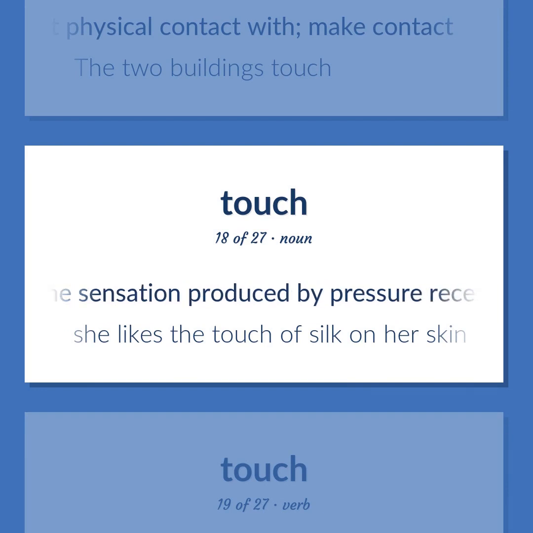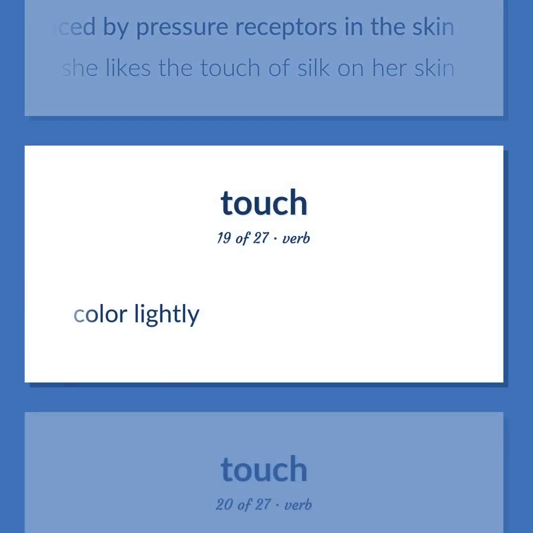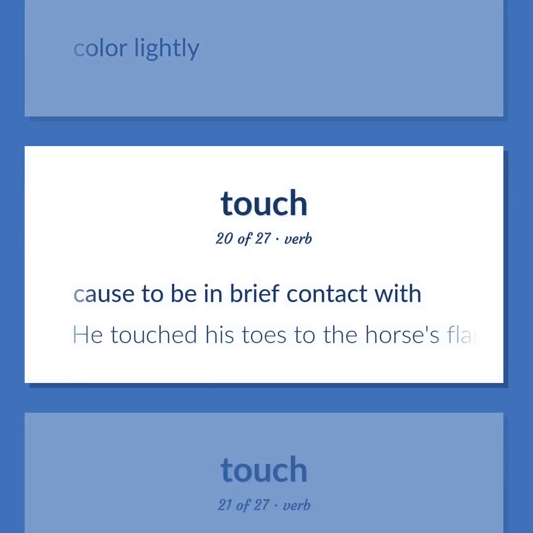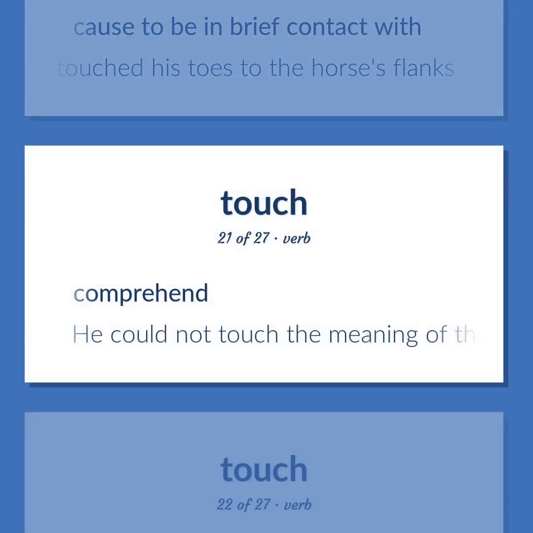The sensation produced by pressure receptors in the skin. She likes the touch of silk on her skin. Color lightly. Cause to be in brief contact with. He touched his toes to the horse's flanks. Comprehend. He could not touch the meaning of the poem.